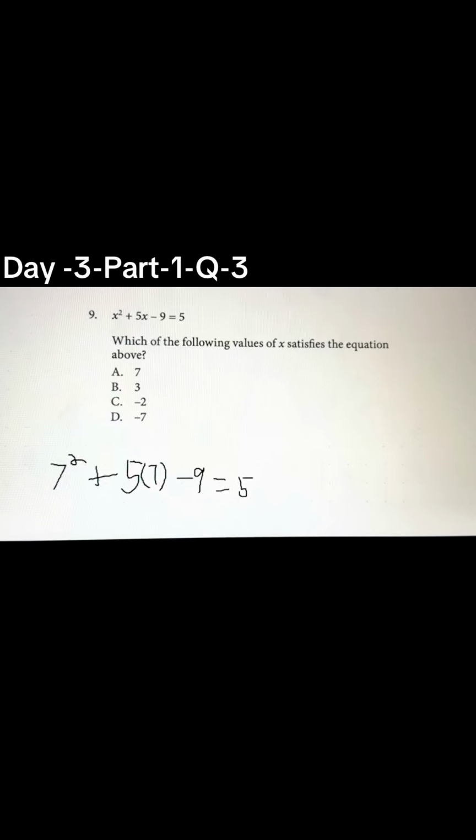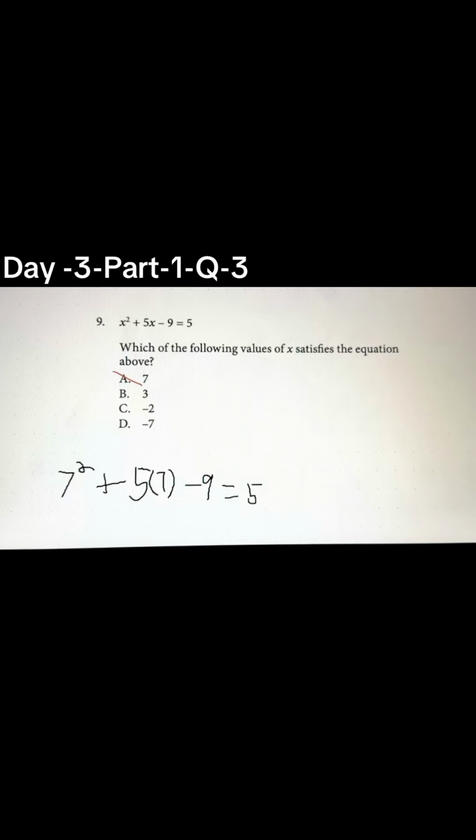I know 7 squared is 49, and then 7 times 5 is 35. That's a big number, more than 70, I think, or 60. I don't know, but it's not 5. Does that make sense? Yes. Good enough for me, right?